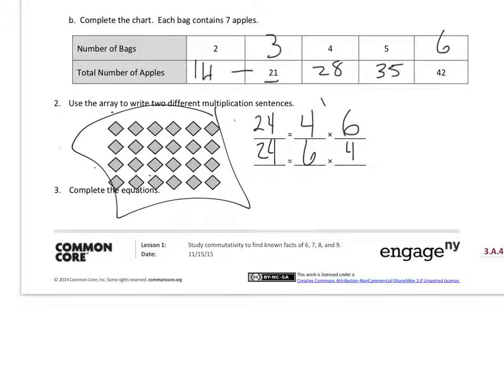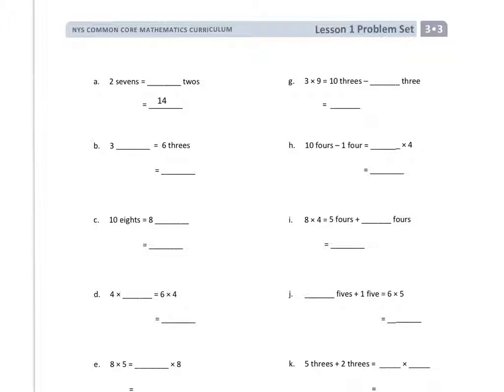Number 3 is going, let's see. This is probably very confusing to you guys. I'm assuming it is. Maybe I'm wrong. Could be wrong. But we are filling in the blanks here. So 2 7s is the same as how many 2s? Knowing that we're working with the commutative property, 2 7s equals 7 2s, which equals 14.